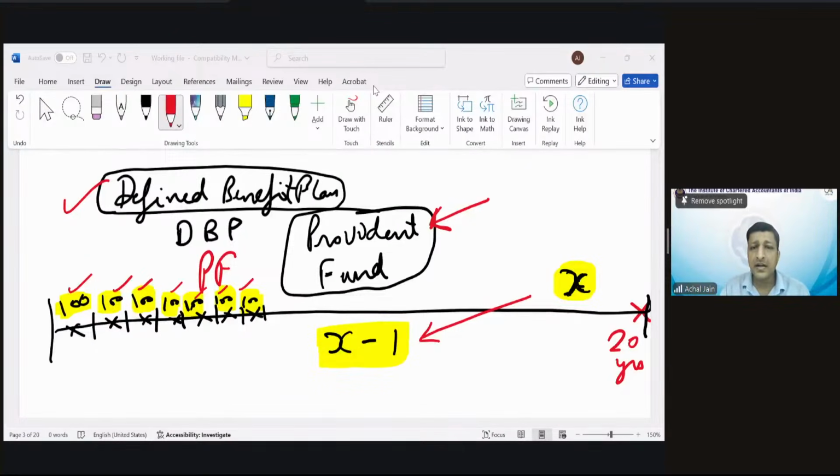Yes, so I think Anil is clear. Anil has just explained this. Great. Neeraj is clear. What about others? Shlesha is also clear. Very good. Linga is also clear. Kuldeep is saying that DBP is more risky. Yes. See, the risk is there. That is why you are calling it a defined benefit plan.